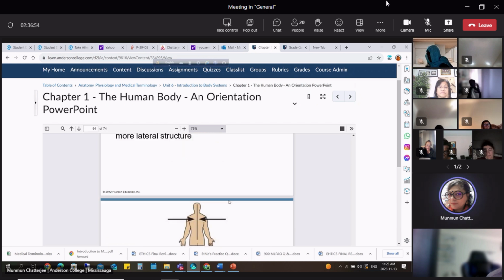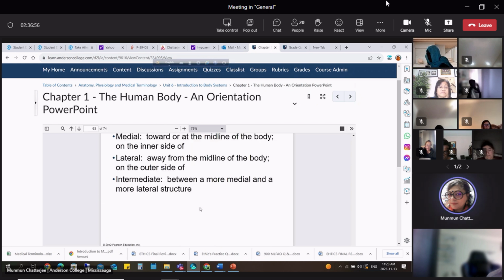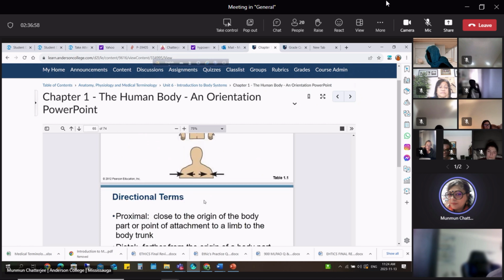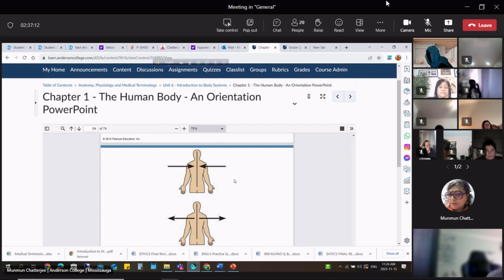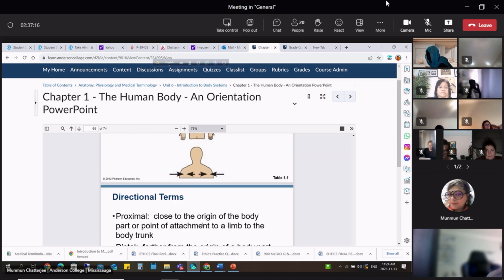Okay, and what they are telling, the intermediate. Intermediate means in between. This is the midline, and in between the lateral and this side, in between. So this is called the intermediate area. Mostly we use midline or lateral.